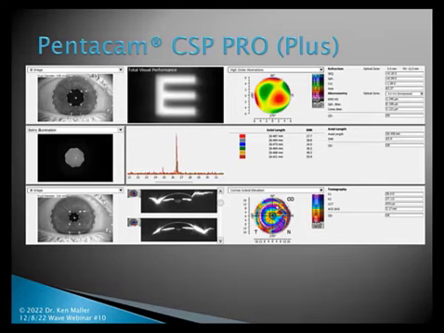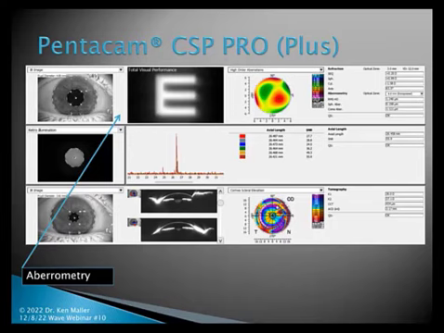And I've labeled this the CSP Pro Plus because in addition to the CSP, which is the scleral elevation data, you can see there's quite a bit more being displayed here, hence my "plus" in parentheses. First thing you can see is the aberrometry data in the upper panel. And on the right-hand side, you can see the actual values of the aberrations that were captured on this particular eye.